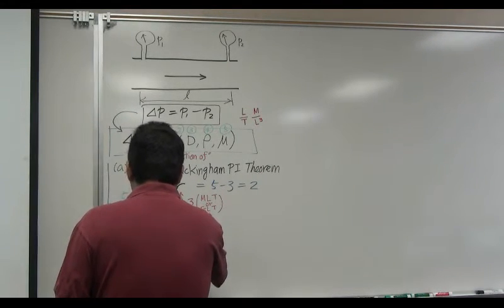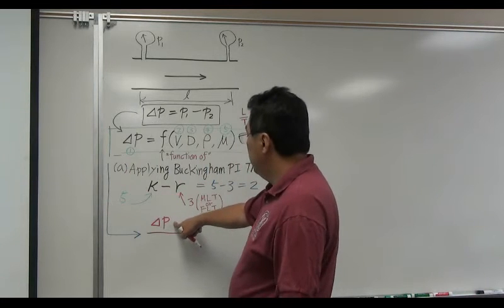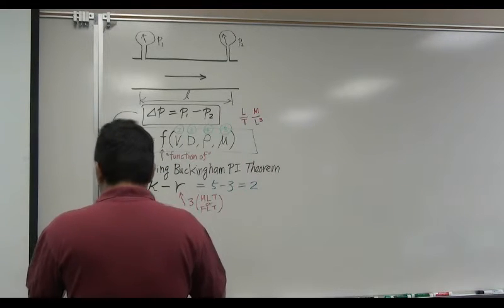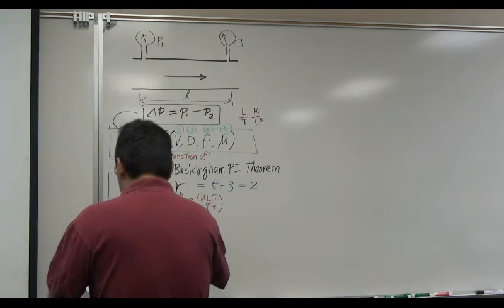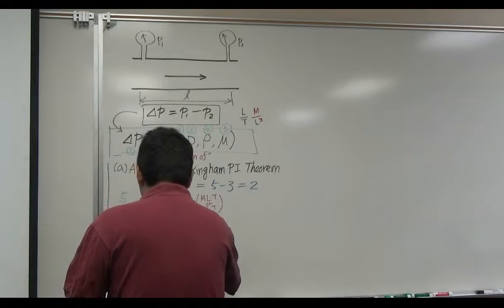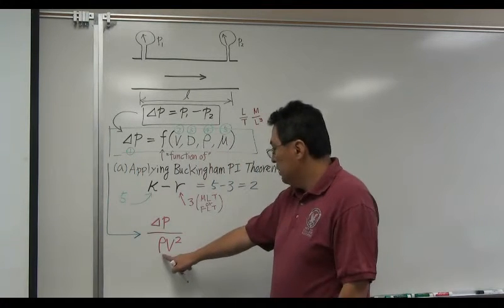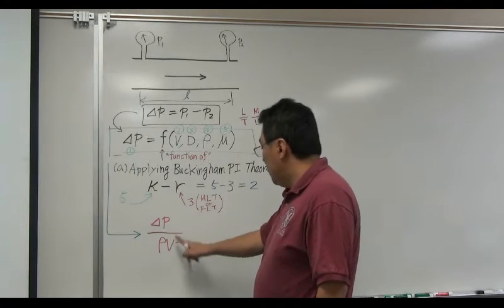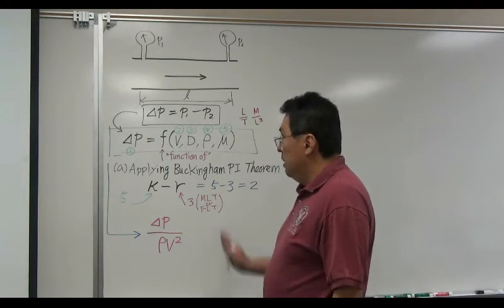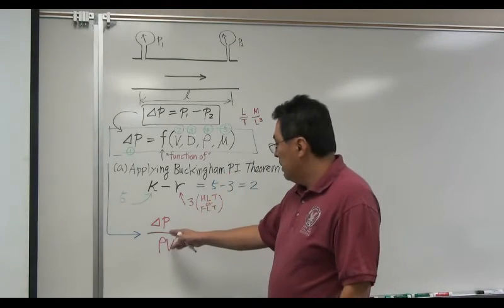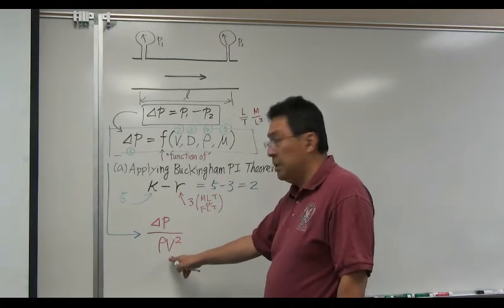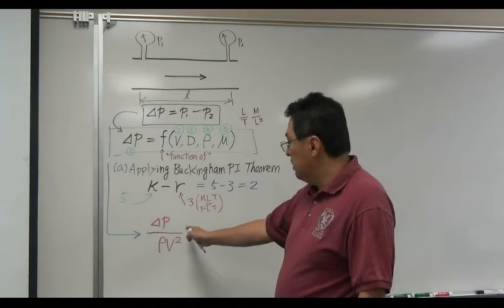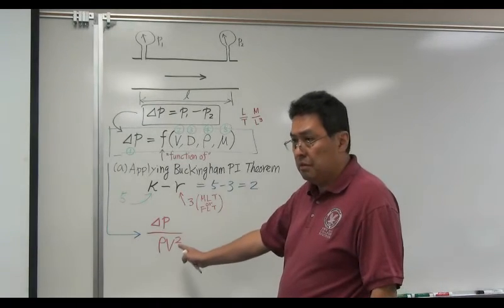If you combine delta P, this is a pressure change, so the unit of this is pressure. Okay? Divided by density times V squared. Density is mass over volume. This is length over time, squared. If you stop and think about it, if you combine delta P, density, and velocity squared, you are going to cancel out all the units. So this is dimensionless. There's no unit associated with it.